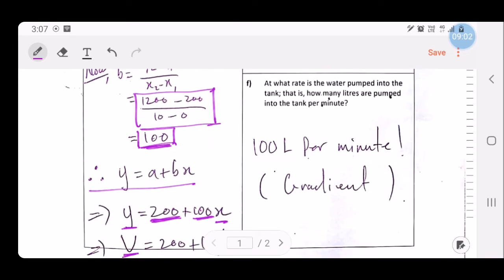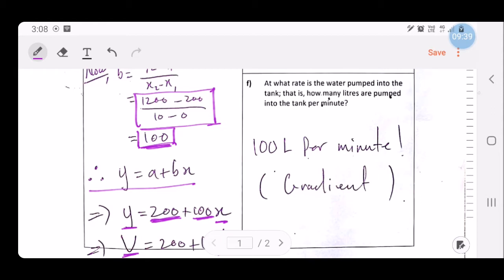And F. At what rate is the water pumped into the tank? In other words, how many litres are pumped into the tank per minute? Now that word rate is a dead giveaway, okay? Because whenever you see the word rate, when you're asked what is the rate of something, you're nearly always being asked to simply state the gradient. And a lot of students never sort of realize how simple these questions are, okay? So we know that the gradient is 100, okay? So the answer to this question is indeed 100 litres per minute.